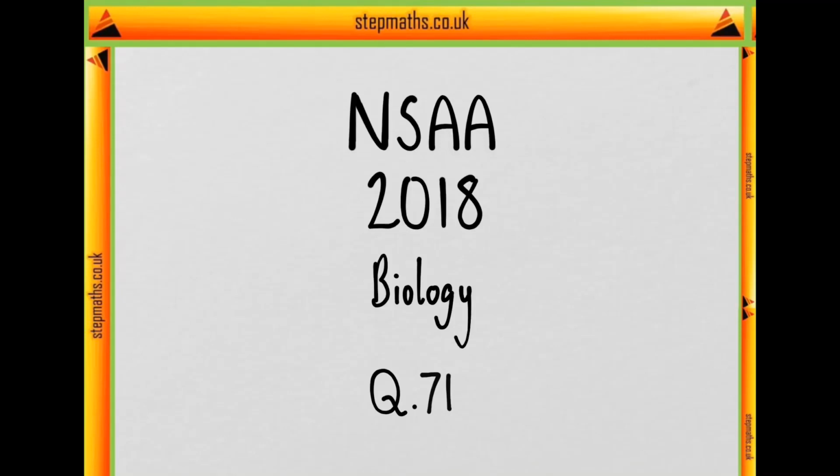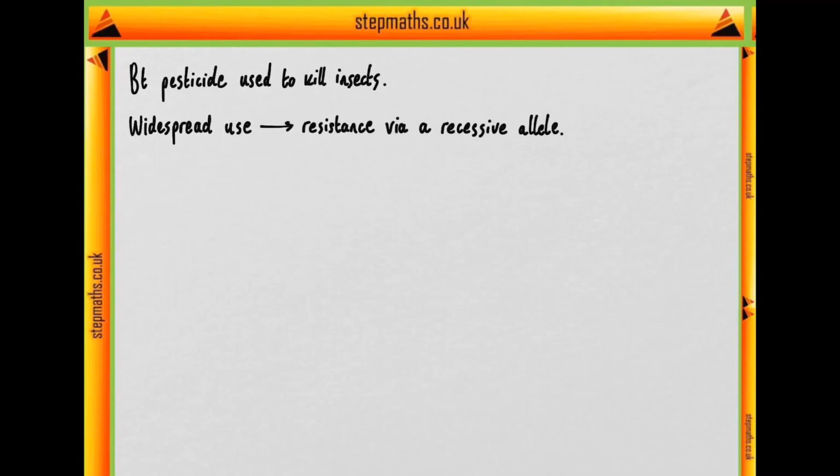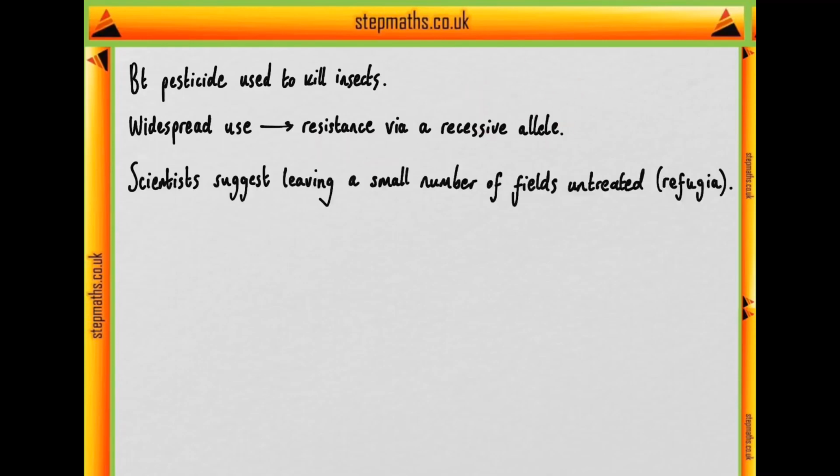This video will cover question 71 from the 2018 ENSA paper. In this question we're told about Bt pesticide, which is used by farmers to kill insect pests. However, its widespread use can lead to resistance, which is caused by a recessive allele. So scientists have suggested that where Bt pesticide is used, some fields should be left untreated by the pesticide, and these are called refugia, and this method has been shown to slow down the evolution of resistance to the pesticide.